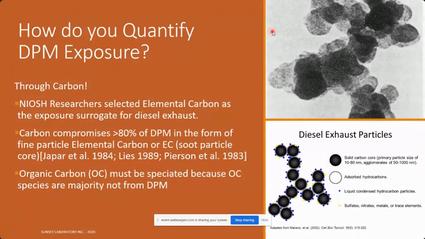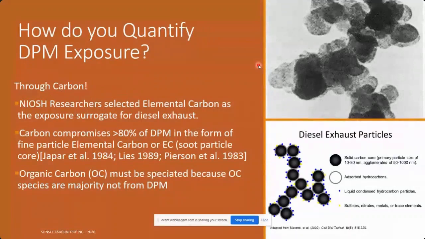I have a couple of images over on the side of the screen. One is an electron microscope image, and the other is a graphic that's been created. But the main point is to drive home that elemental carbon is not only a good surrogate for measuring DPM, but it's also the primary constituent.